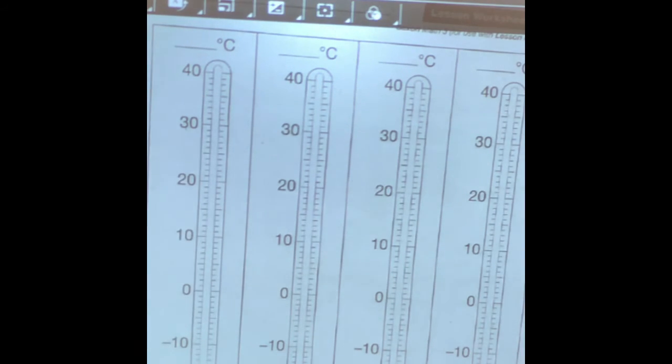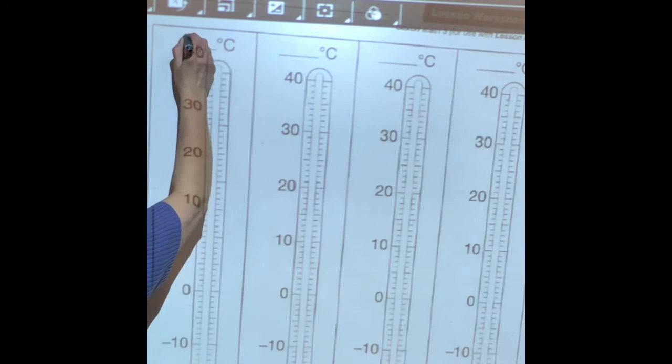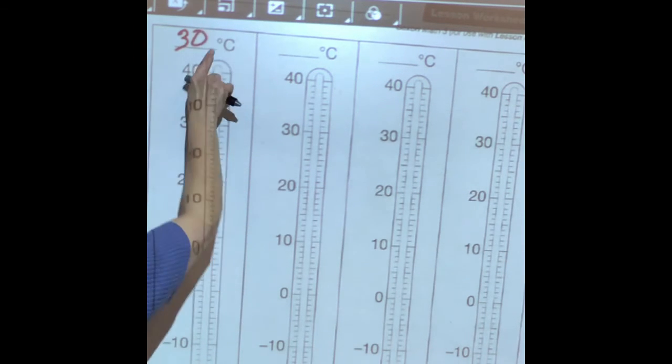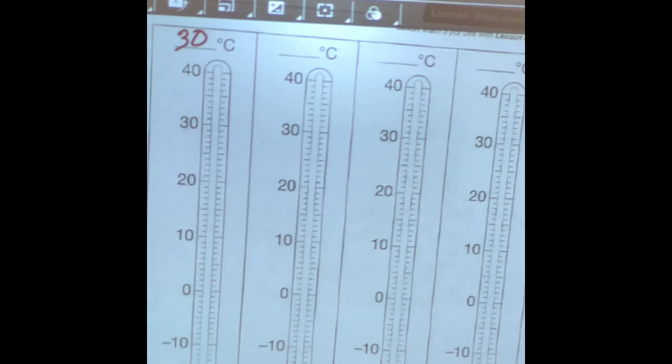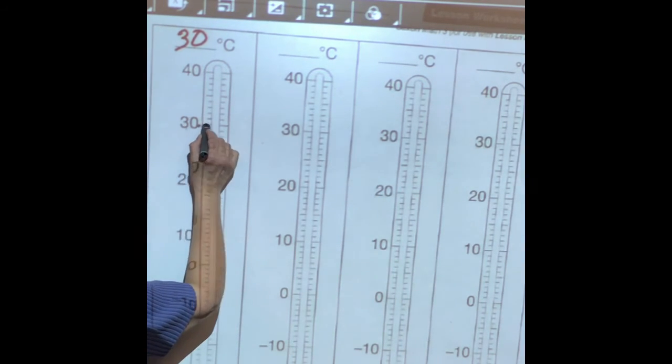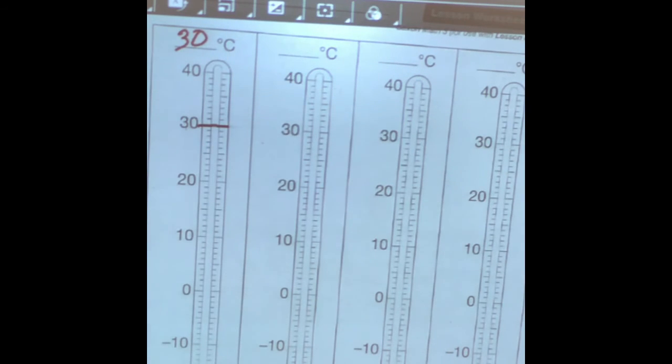So let's say we wanted to make this show 30 degrees Celsius. We would start at the bottom. Mine doesn't show the bottom, but we would actually probably want to do this part first. You go up and find the 30 degrees. Find where it shows 30, make a mark there, and then you would color all of this in all the way up to the 30. Pretty simple. We did that with the Fahrenheit thermometers also.